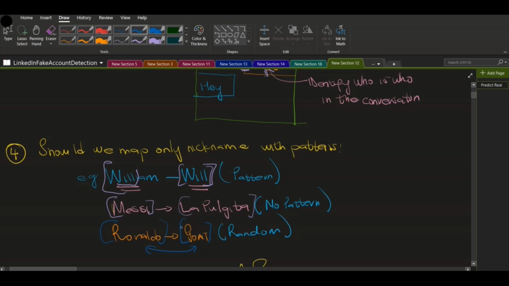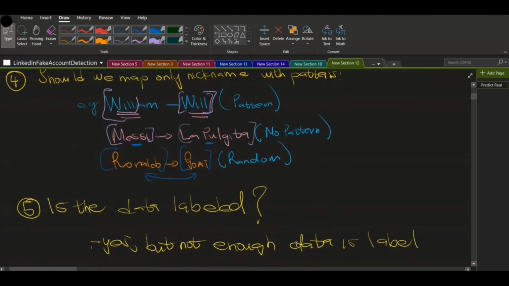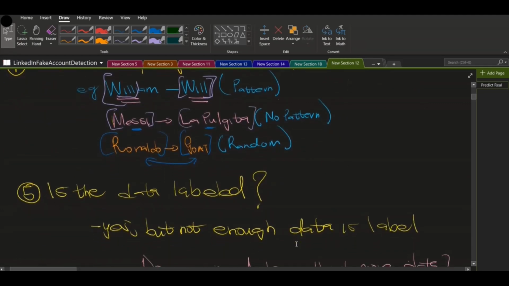So my point in asking this question is, does the interviewer want me to map even the nicknames that do not have a pattern? According to me, it can be quite difficult, mainly because it's like taking a name out of nowhere and just mapping it to somebody else. But if that's something they want, we can also leverage that. We can also come up with a technique to achieve something like that.